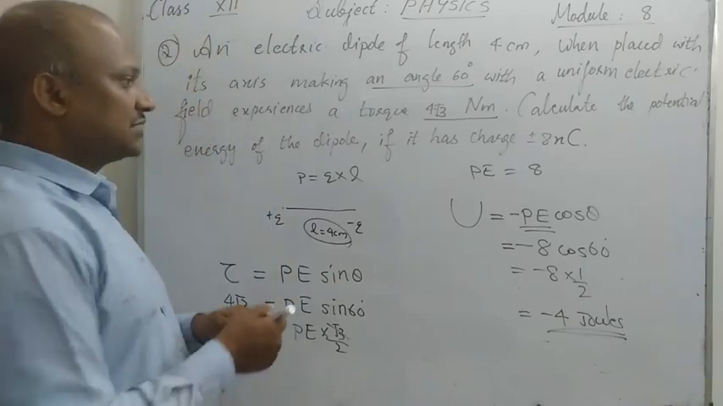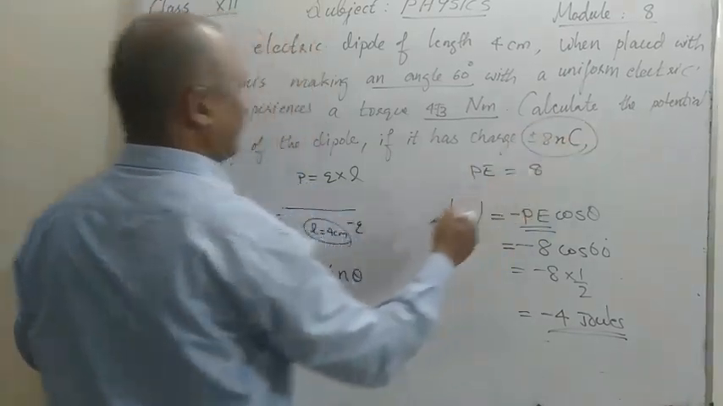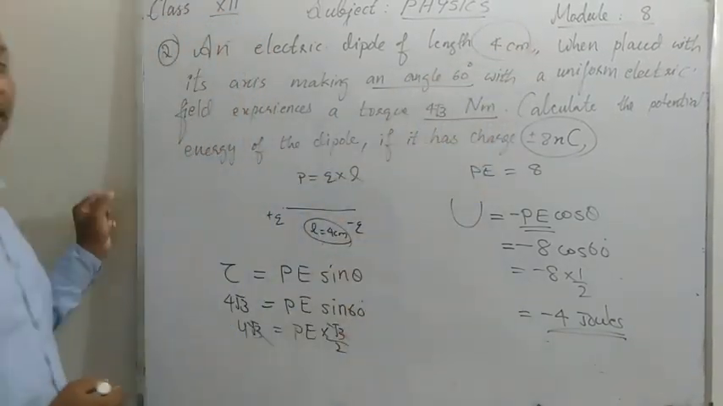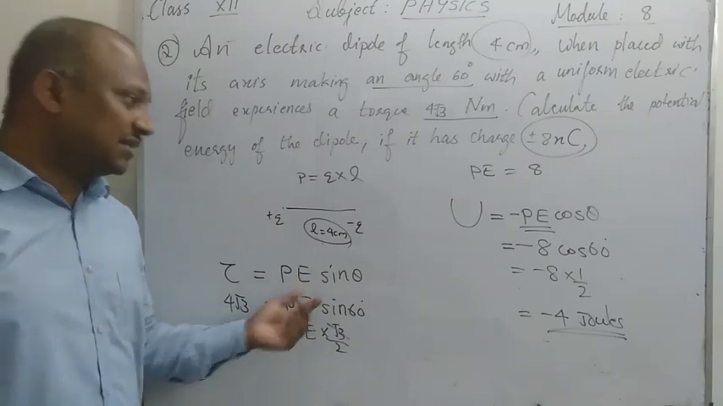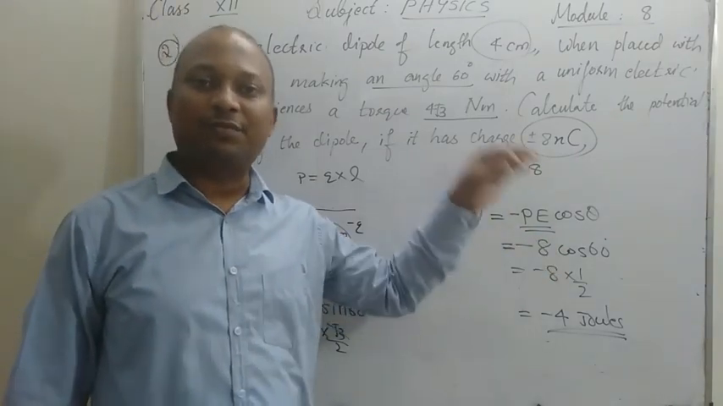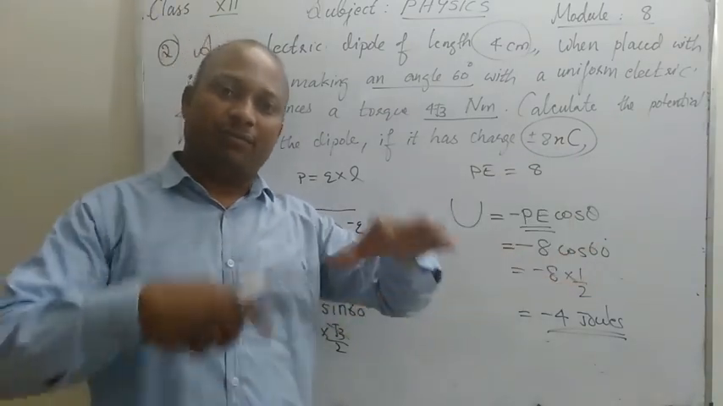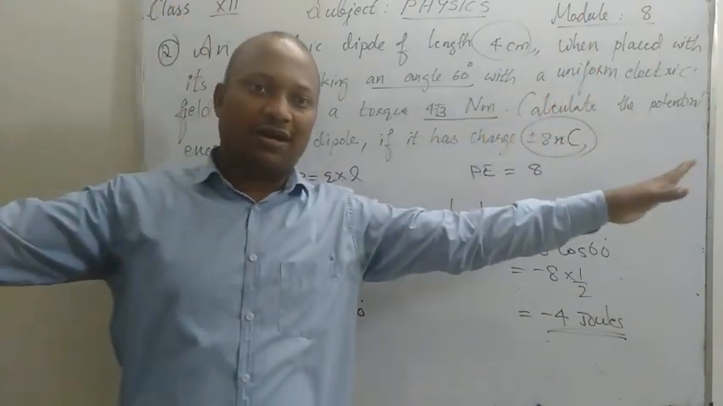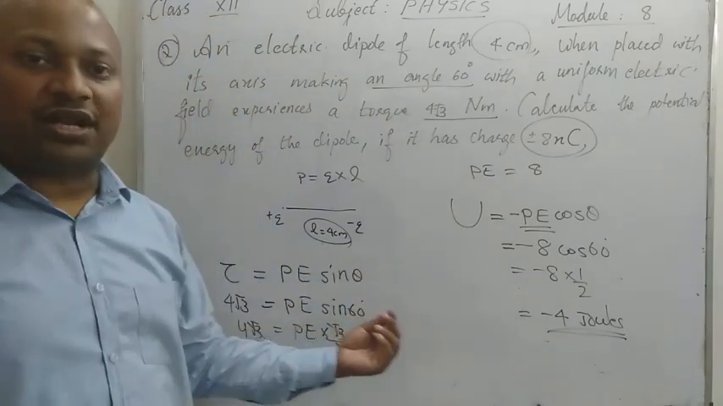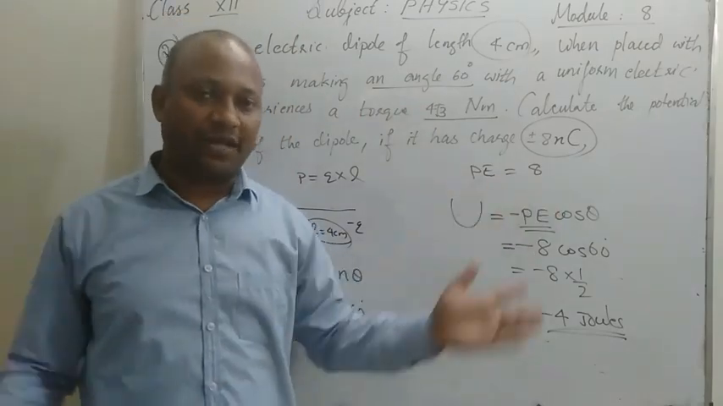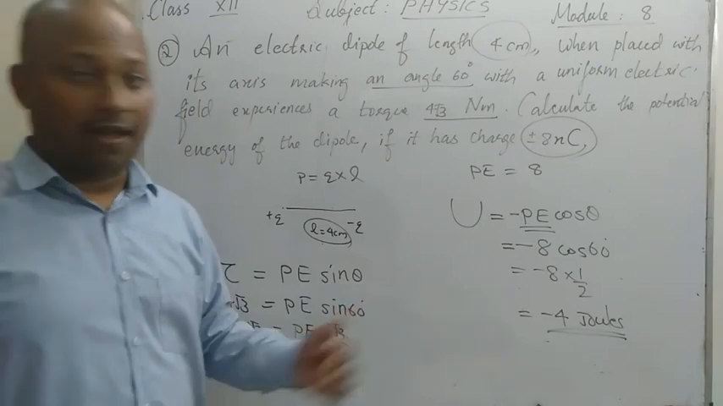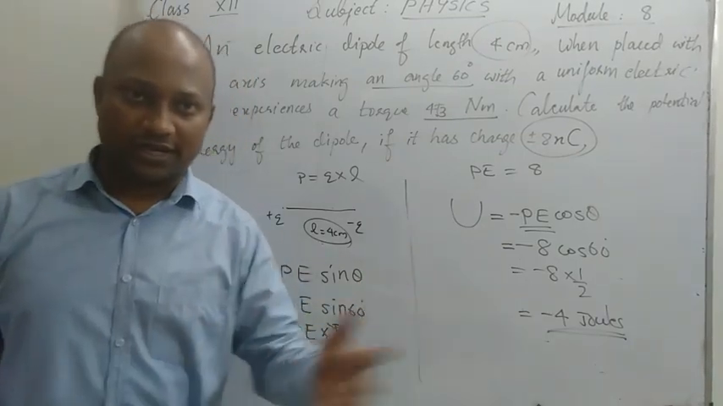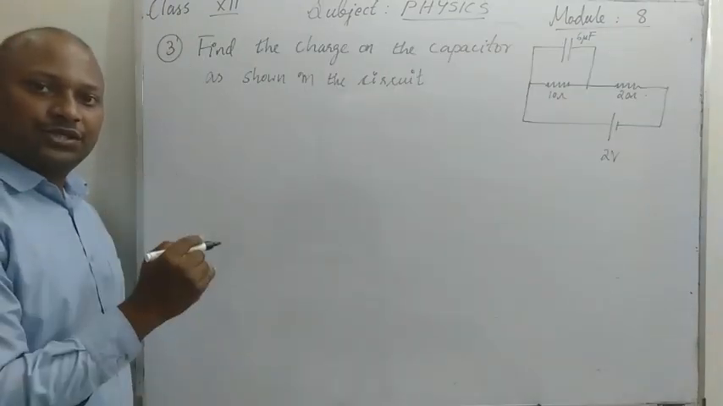And we did not use this value 8 nanocoulomb. We did not use this value 4 centimeter, because the same P is getting repeated here. So you don't need to put the values and make the calculation very long. It is maybe a 2 marks question and doing pages after page is meaningless. So this is an easy way to do it. Now the next question. This is question number 3.